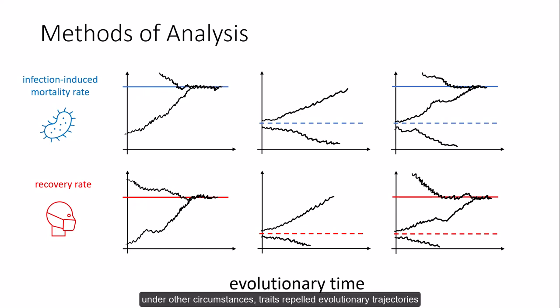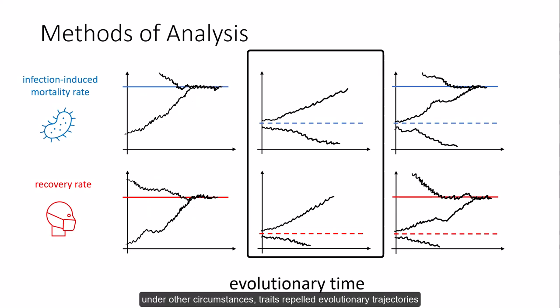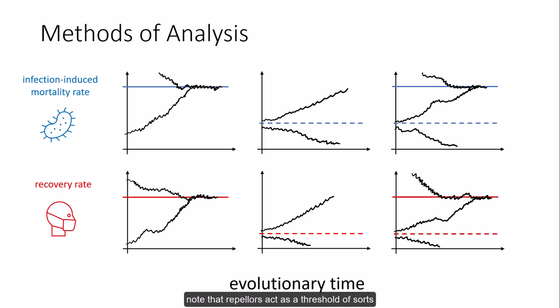Under other circumstances, traits repelled evolutionary trajectories, represented as dashed and colored horizontal lines. Note that repellers act as a threshold of sorts. They repel trajectories, sending them either to a relatively benign state or to a relatively escalated one.